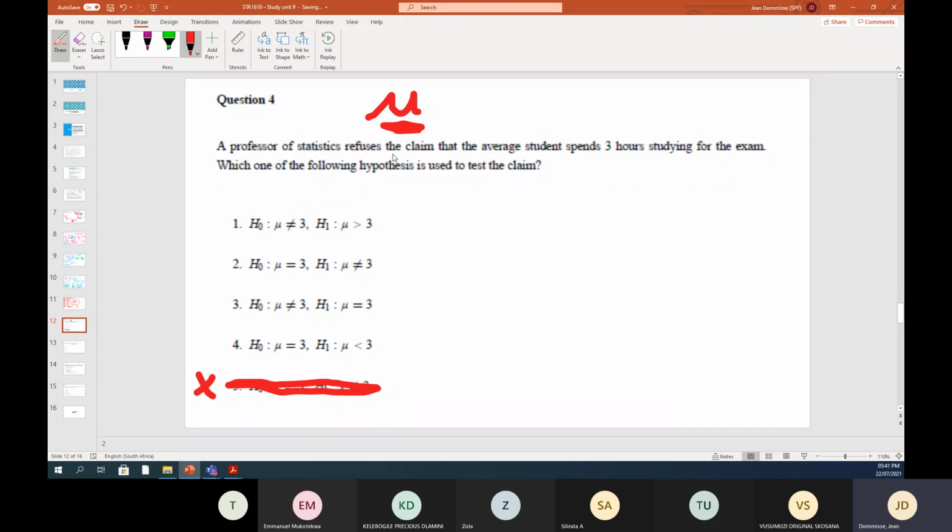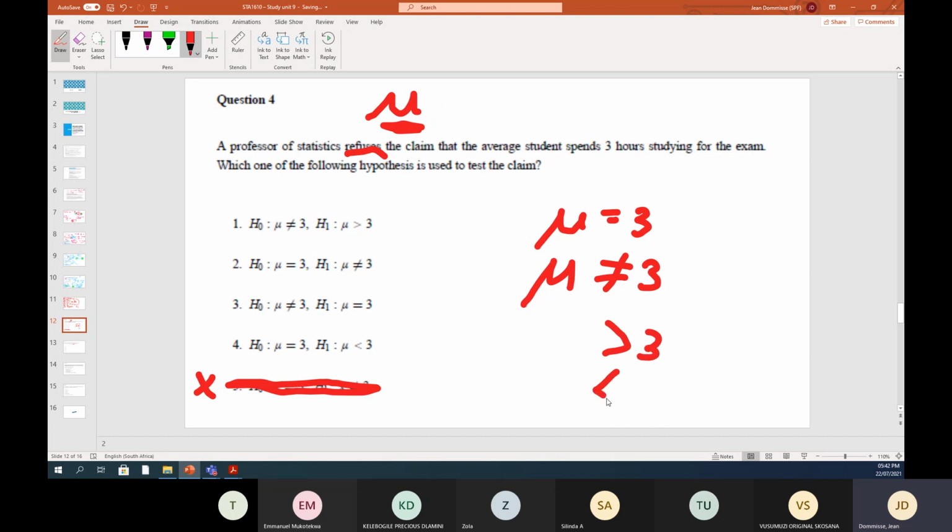A professor of statistics refuses the claim that the average student spends 3 hours. So he says that he does not believe that it is 3 hours. So your null hypothesis is 3. They don't tell us. So they tell us that he refuses the claim. Okay, so he does not believe that it is 3 hours. They don't tell you that it is more than 3 hours or less than 3 hours. So you don't know if it's more or less, so you just say it is not 3 hours, so it is not equal to 3. Okay. If I said it is more than 3 hours, that would have been your null hypothesis.